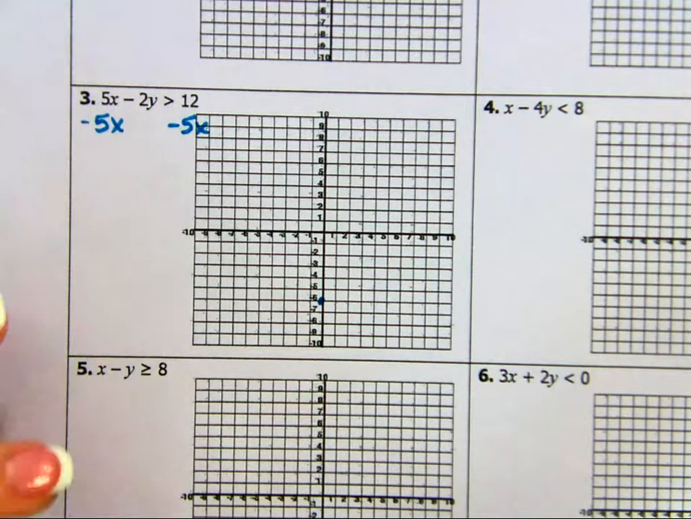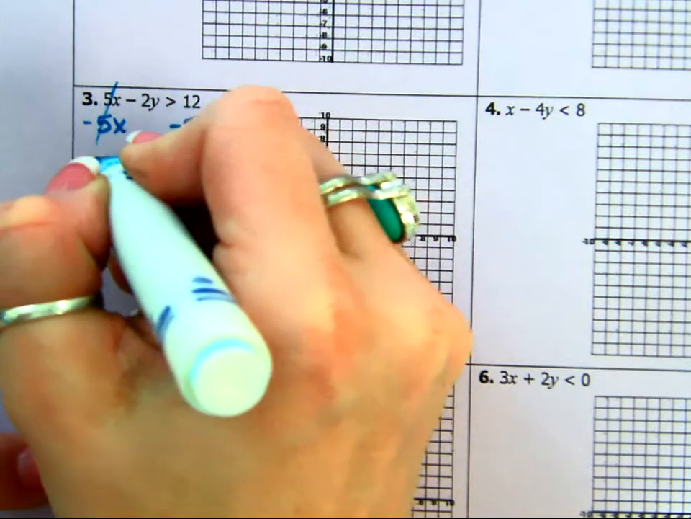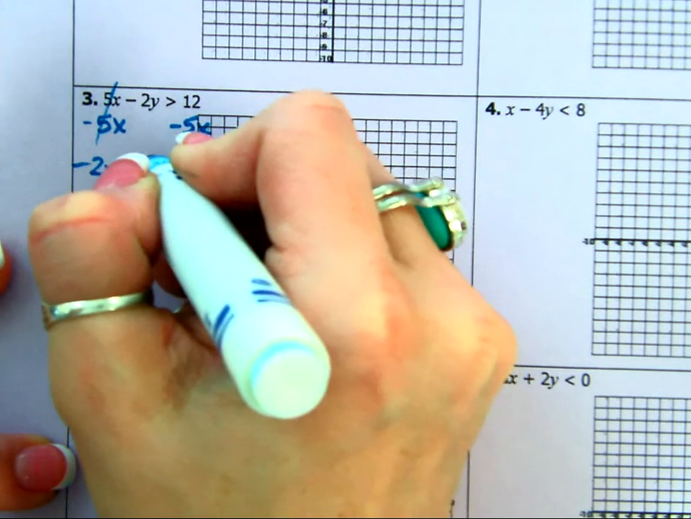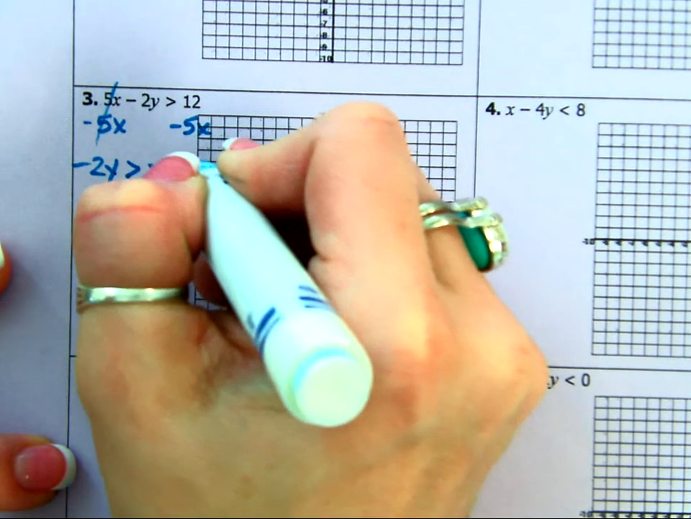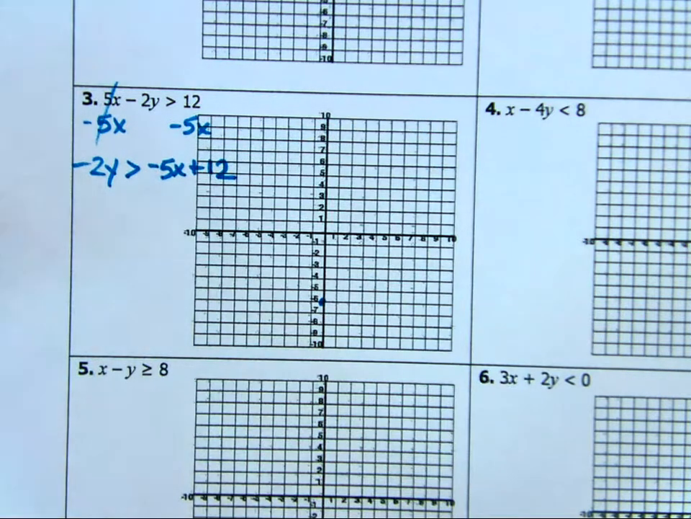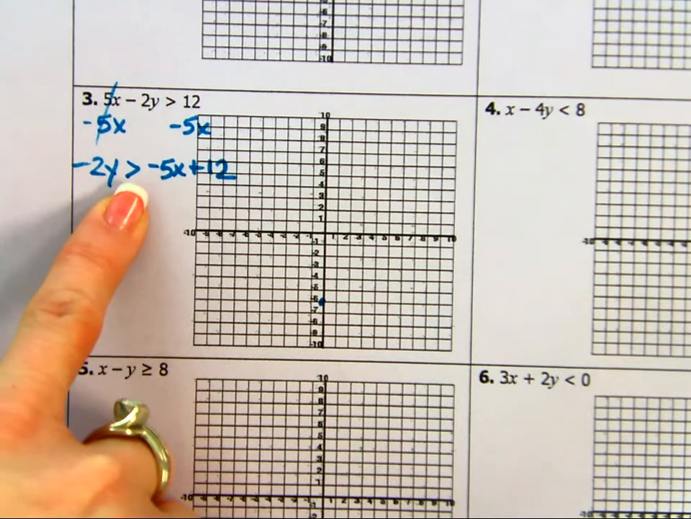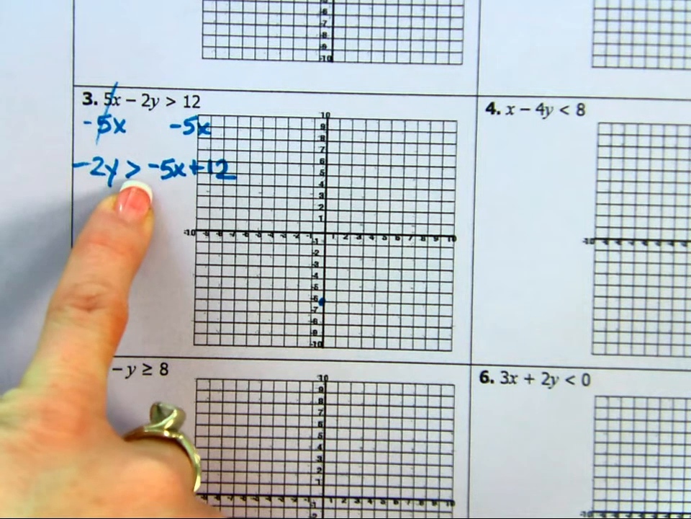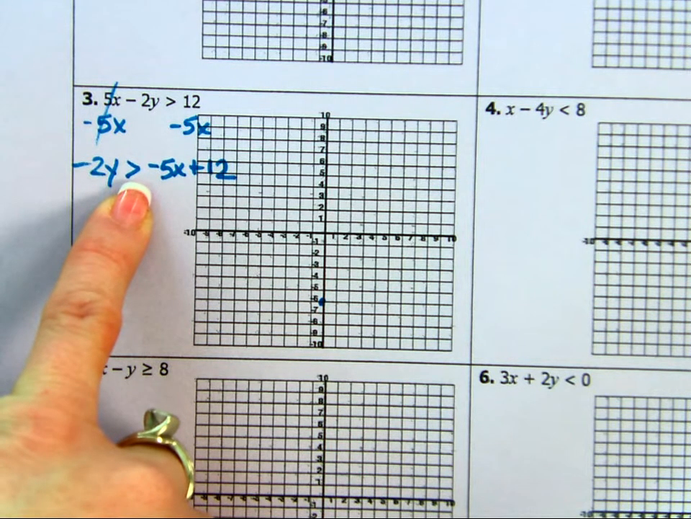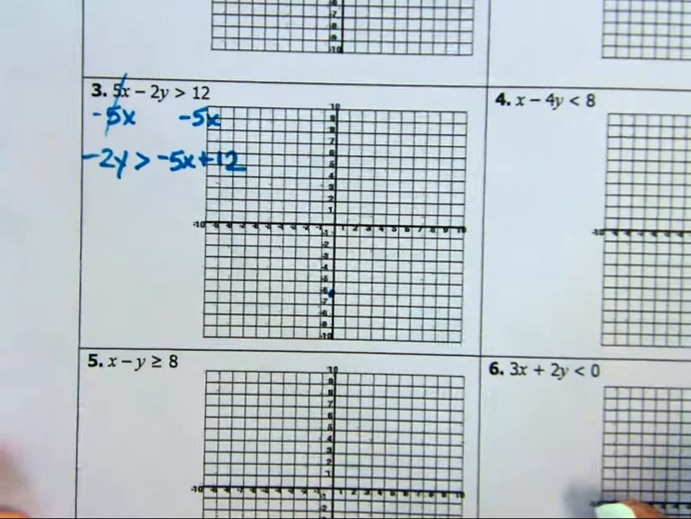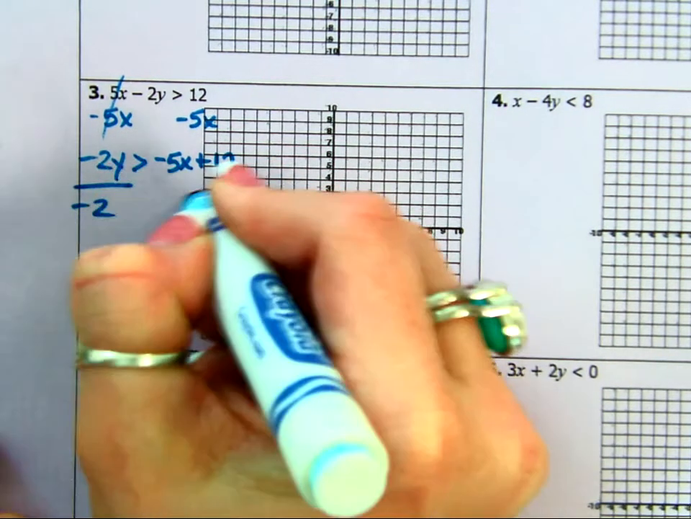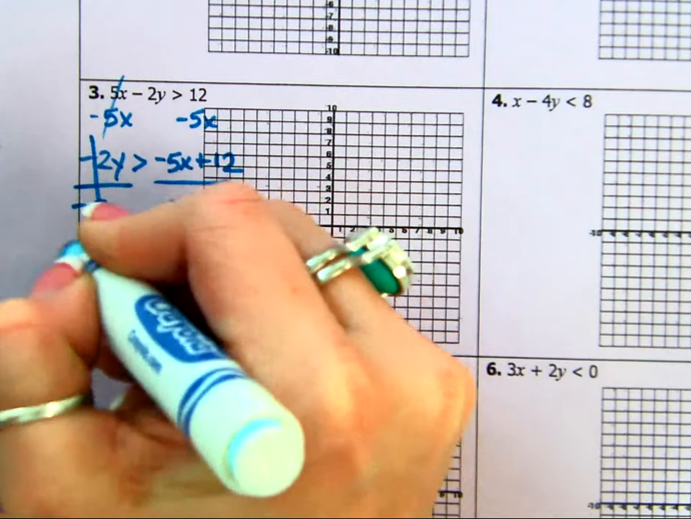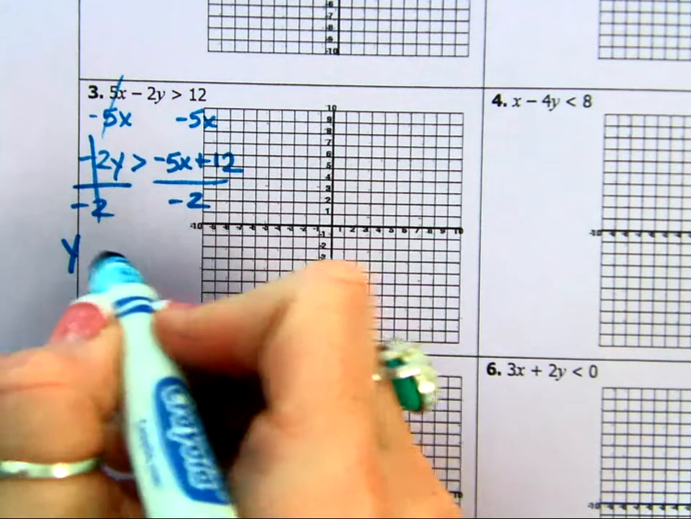Negative 2y is greater than negative 5x plus 12. What am I about to do? Divide by a negative. And what kind of problem are we dealing with? An inequality. And for some of you, you just ignored that rule and never switched it in the first place. I need you to do it now. If you multiply or divide by a negative, you must take that sign and flip it. Otherwise, your shading is going to be in the wrong spot.